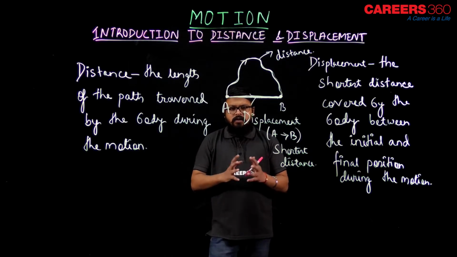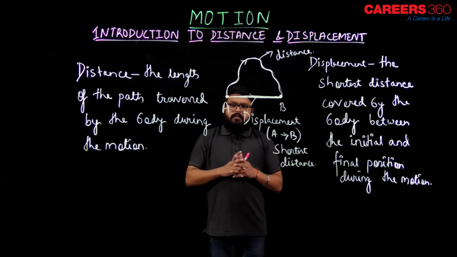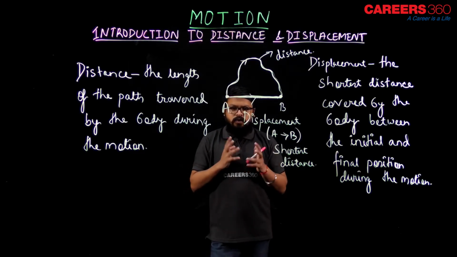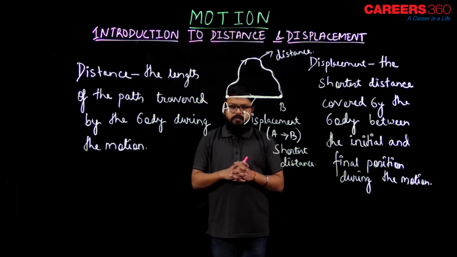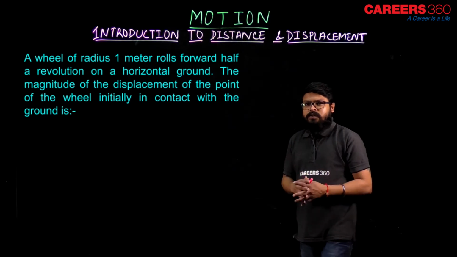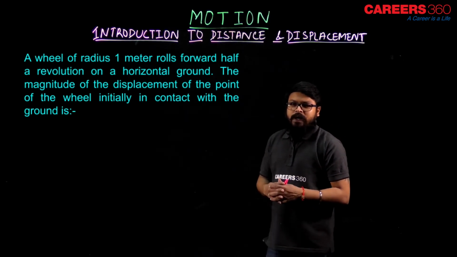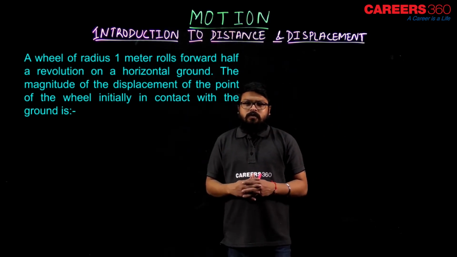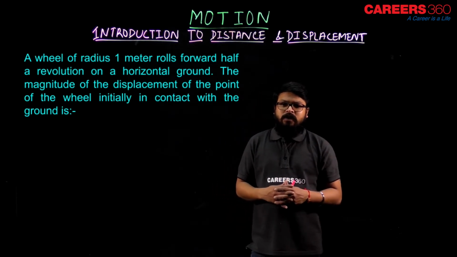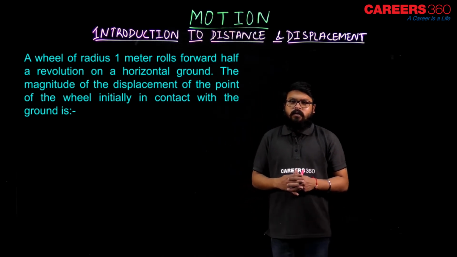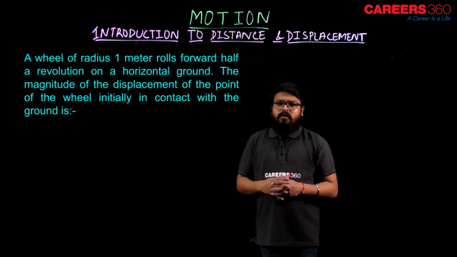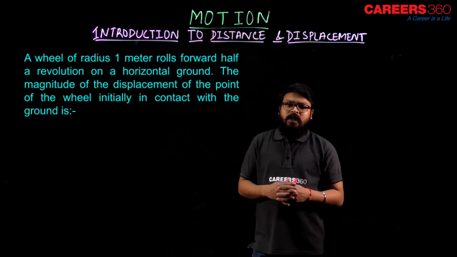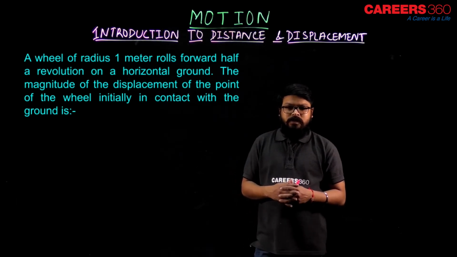Now, let's solve some problems based on distance and displacement, so the concept would be clear to you. Here's the first question for you. A wheel of radius 1 meter rolls forward half a revolution on a horizontal ground. The magnitude of the displacement of the point of the wheel initially in contact with the ground is.